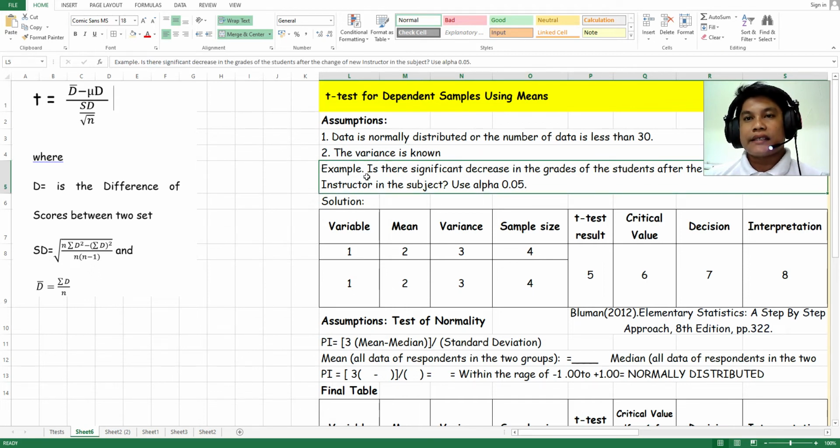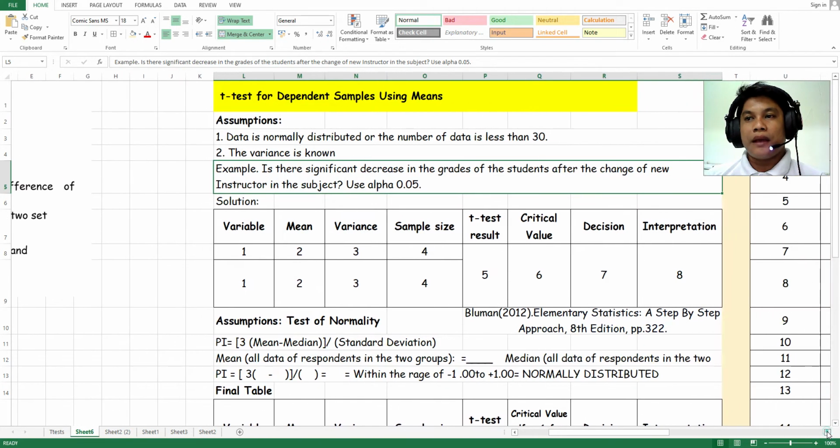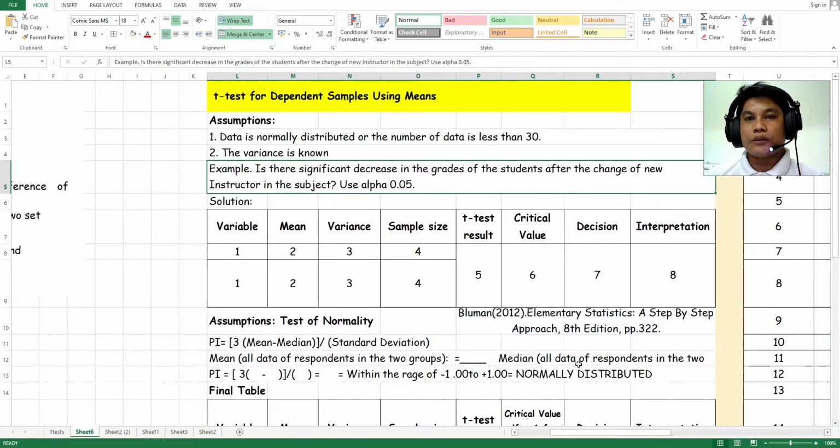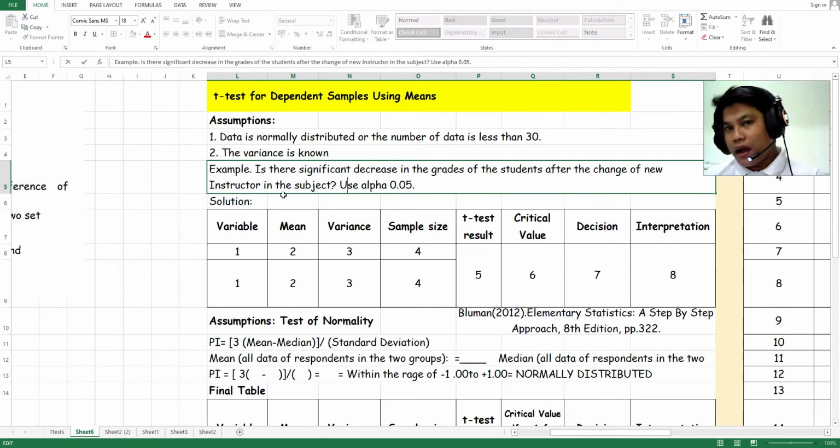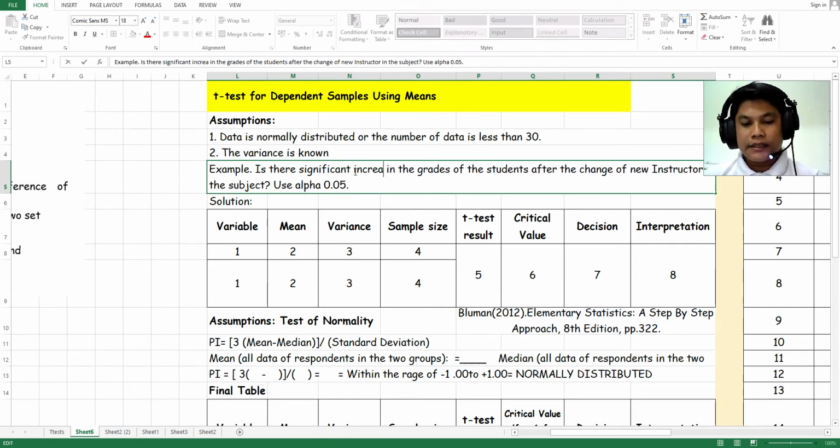Here is an example problem, wherein usually this problem is reflected in the research output. Is there a significant decrease in the grades of the students after the change of the new instructor in the subject? So meaning, does it mean that if you have a new teacher, it changes the score? So before, what is the score, and after? So you may not think of the new instructor, so you might think, is there a significant decrease in the grade of the students or increase? So let's think of increase.